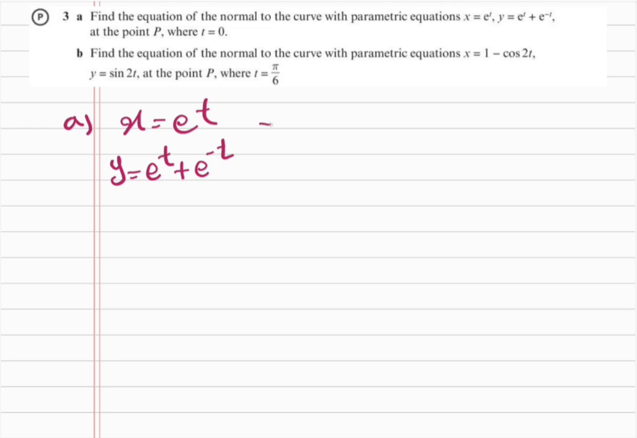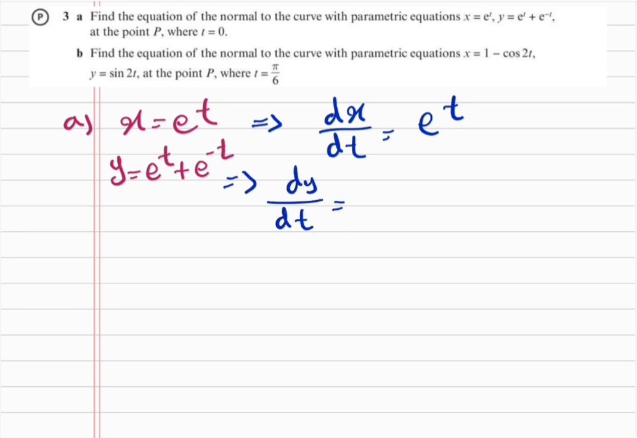We first need to find the derivative and then find the gradient of the tangent and the tangent line, and continue as usual. So dx/dt, that's the first step, because we should find dx/dt, then dy/dt, and then divide dy by dx. So dx/dt is equal to e to the t, because the exponential function has the same derivative. And dy/dt: e to the t differentiates to e to the t, and for e to the minus t, the derivative of minus t is minus 1, so minus 1 comes down and it becomes minus e to the power of minus t.